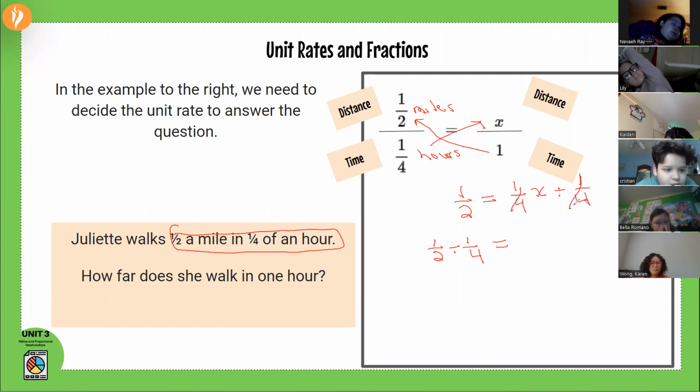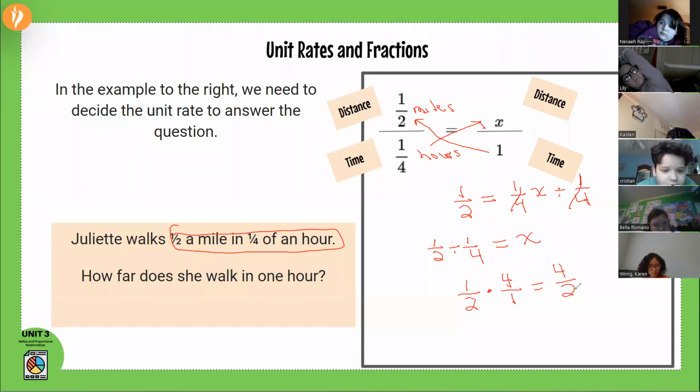My pen doesn't want to cooperate. But anyway, what we would have is x. So we can divide 1/2 by 1/4. So remember when we divide fractions, we're going to keep it, change it, flip it. And then we'd multiply straight across. So 4 times 1 is 4. 2 times 1 is 2.